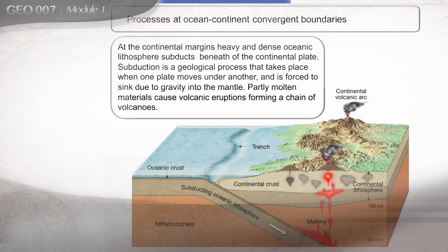Processes that occur at ocean-continent convergent boundaries. At the continental margins, heavy and dense oceanic lithosphere subducted beneath the continental plate. Subduction is a geological process that takes place when one plate moves under another and is forced to sink due to gravity into the mantle. Partly molten materials cause volcanic eruptions, forming chains of volcanoes.